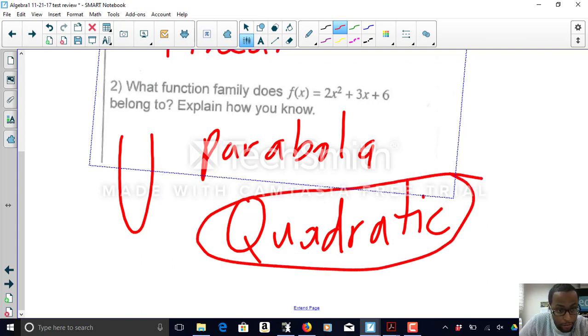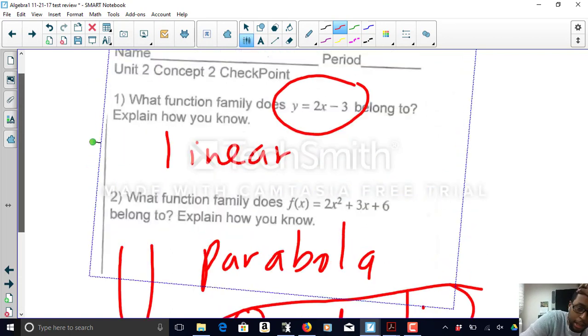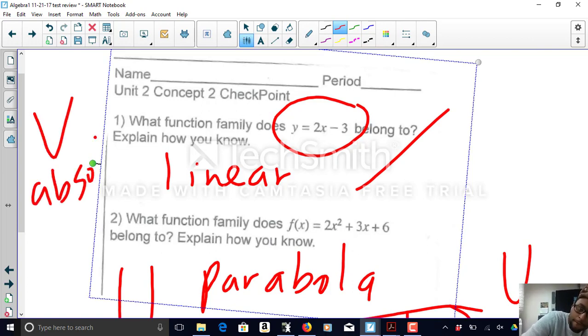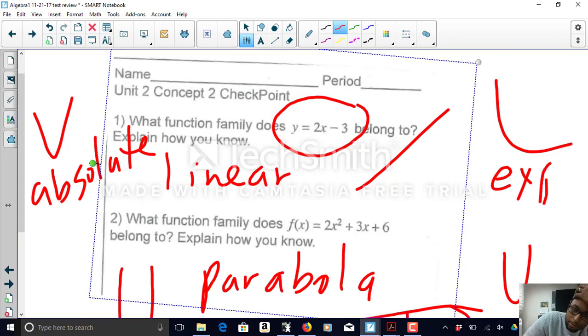Okay? So just to clarify, the linear function has a line, looks something like this. Quadratic has a U. We also have a V, which is absolute value. We also have something like this that is exponential. Okay, and we have cubic, but we're not going to spend too much time on cubic, okay?